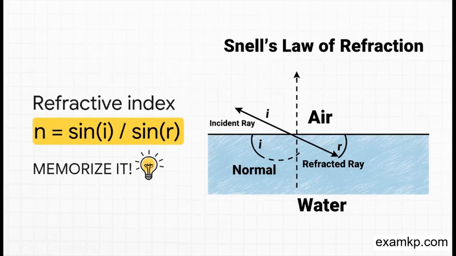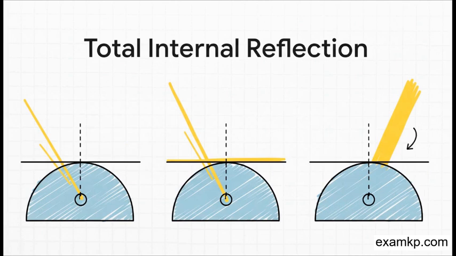It's called Snell's law. It simply states that n, which is the refractive index, basically a number that tells us how much a material can bend light, is equal to the sine of the angle of incidence divided by the sine of the angle of refraction. JAMB absolutely loves asking calculation questions with this formula, so please make sure you have this one locked down tight in your memory.